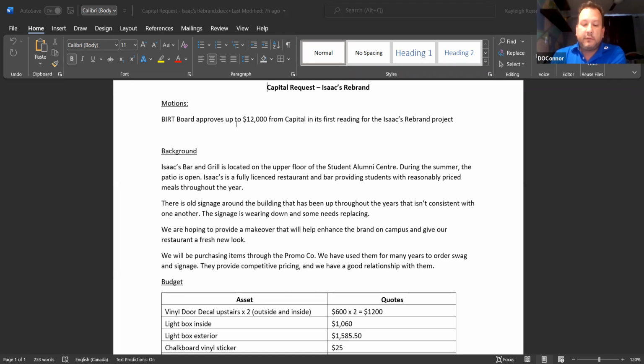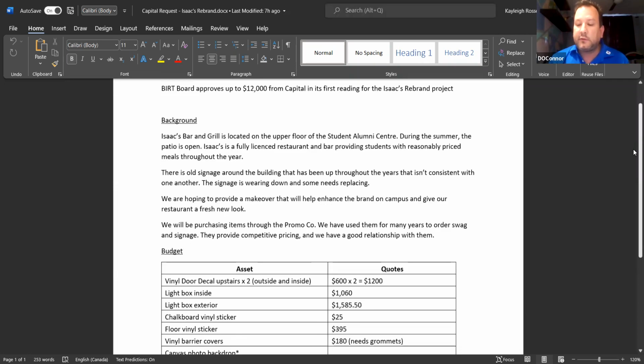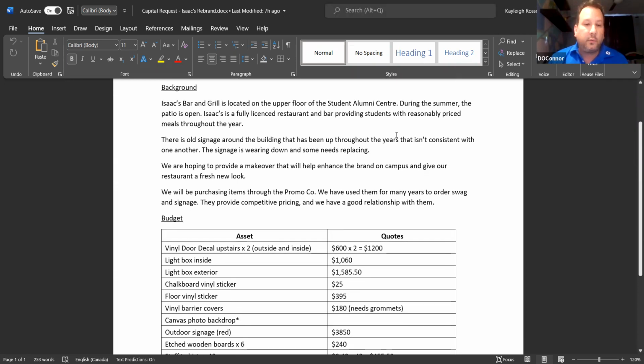Isaac's Bar and Grill, obviously, you know where it is. It's located in the upper floor of the Student Alumni Center. During the summer, we have the patio, and we are the only fully licensed place on campus that services students and faculty. We provide good pricing for meals and different events for students throughout the year.